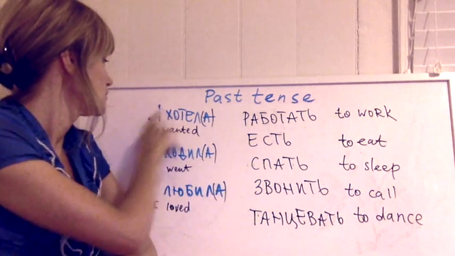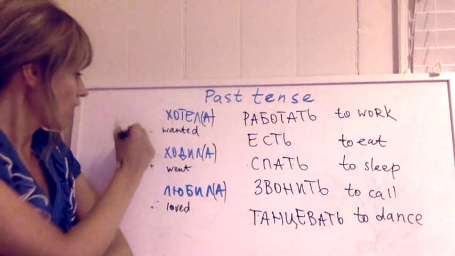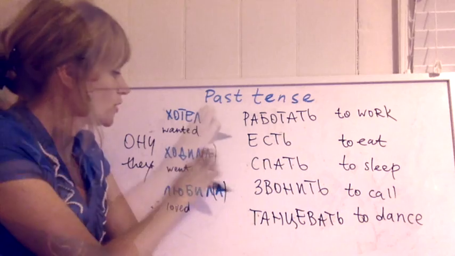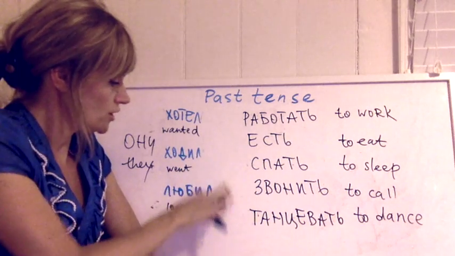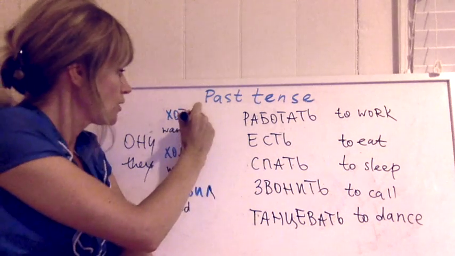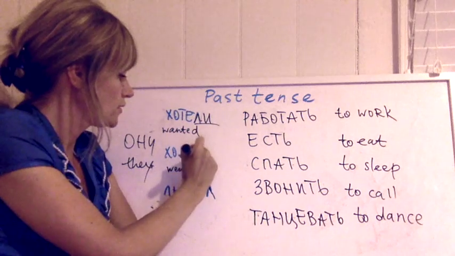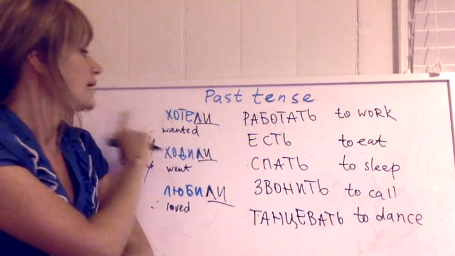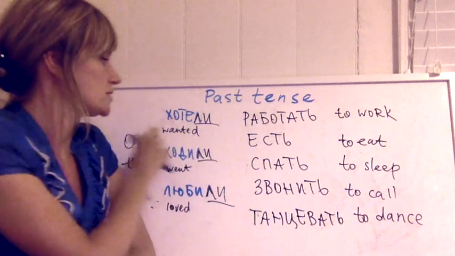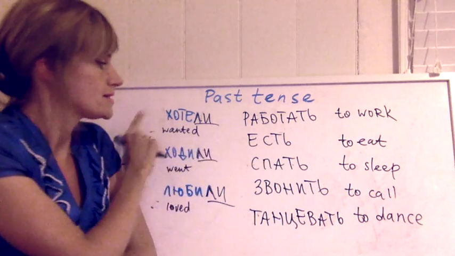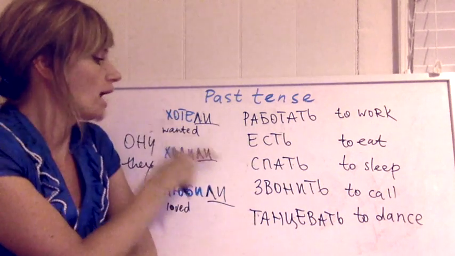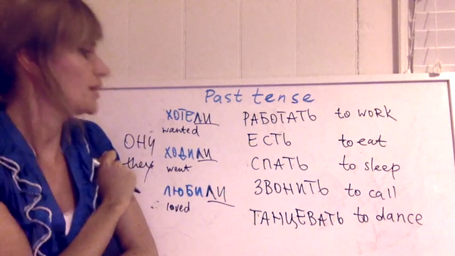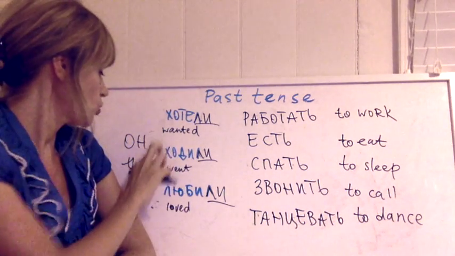Let's say they. Они. So what are we going to do? We're going to change the ending to ли. Okay. Они хотели работать. Они хотели есть. Они хотели спать. Они хотели звонить. Они хотели танцевать. They wanted.